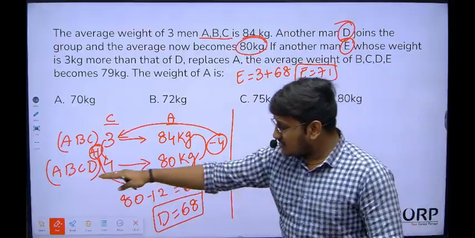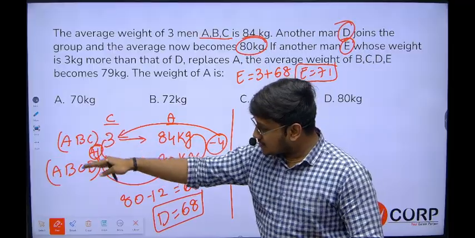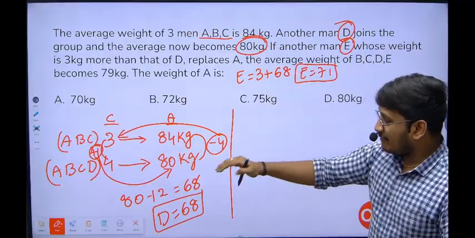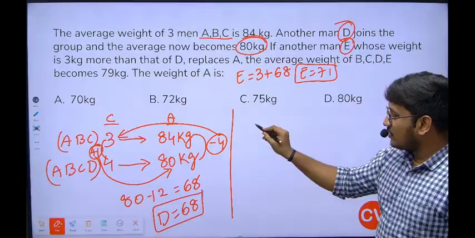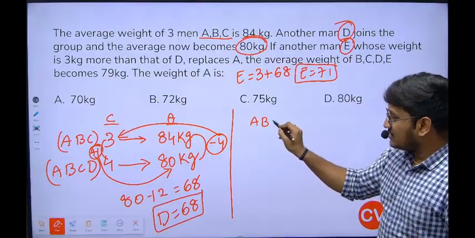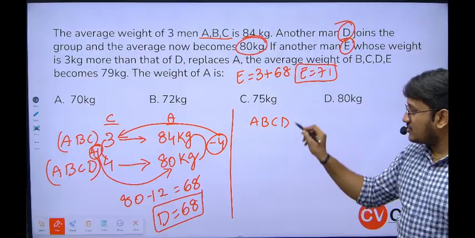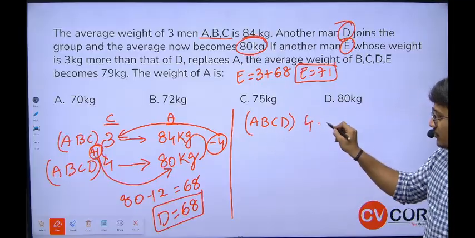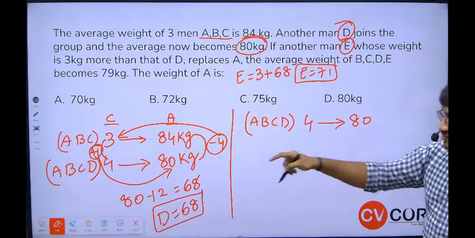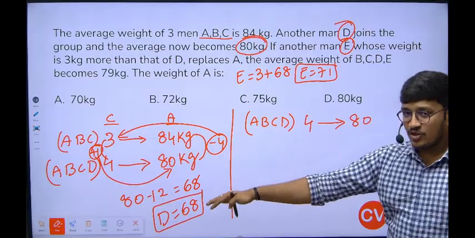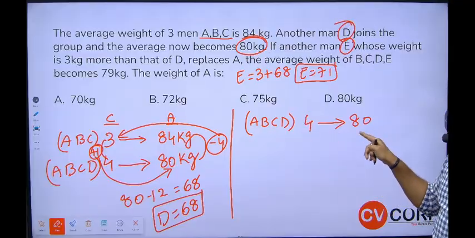Now here initially 3 members are there, a new person is added, now 4 people are there. I am writing these 4 people again here: A, B, C, D. So these 4 members' average is 80, already known. We don't have space there, so I am writing it here. So 4 members' average is 80 kgs.